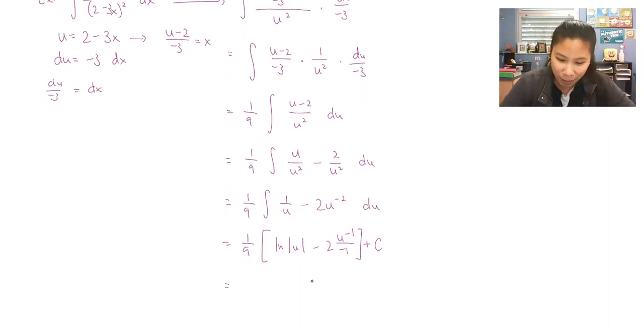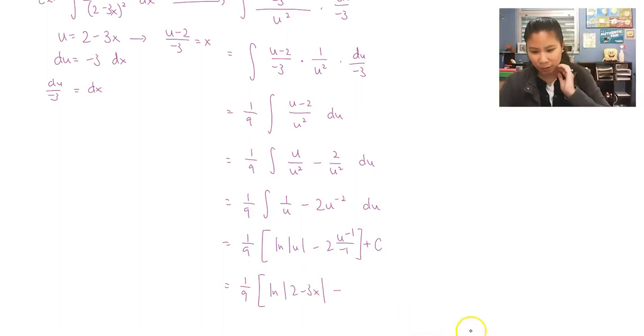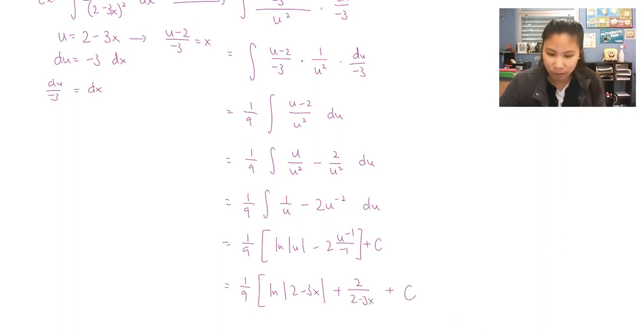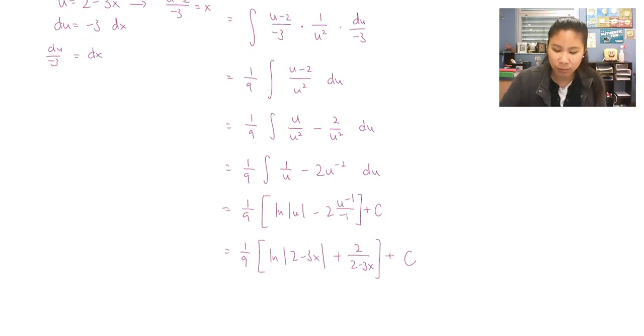All right, and then this is the part where we want to plug in our u. So this u should be 2 minus 3x, absolute value. And then I'm just going to simplify this out. So the negative will turn into a positive. 2u to the -1 would be over 2 minus 3x plus c. And then we just got to multiply all of that by 1/9. So it'll be 1/9 natural log of 2 minus 3x plus 2 over 9 times 2 minus 3x. That'll do it.